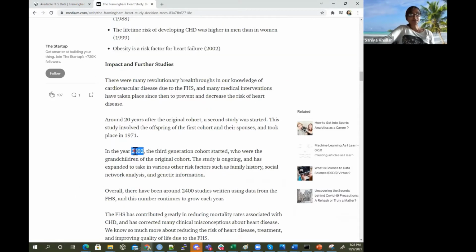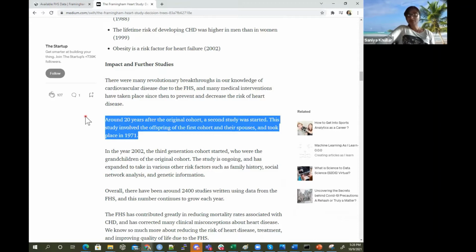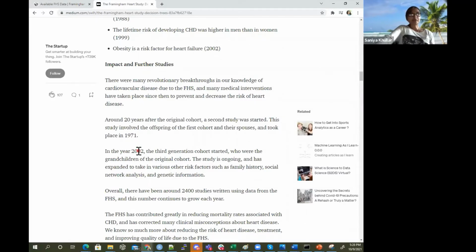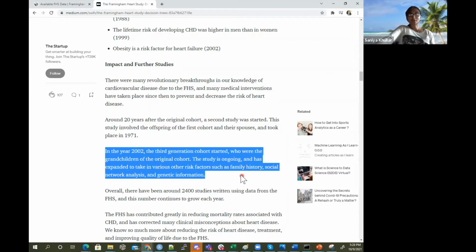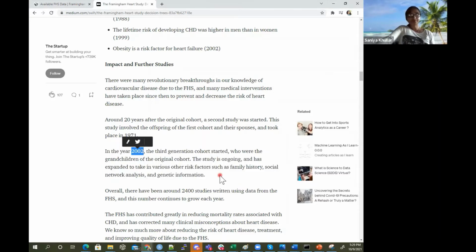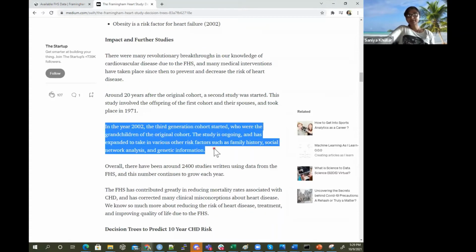So, in 2002, they had the second study started with other individuals between 30 and 59, started in 1971, after 20 years. And then in 2002, the third generation cohort started. So I think we're almost finishing up with the 20 years follow-up, right? Because 20 years will be 2022, which is just next year. So we've conducted the third study as well.